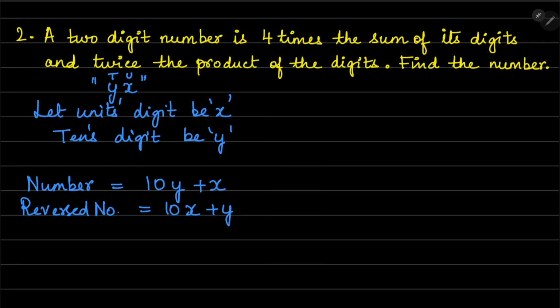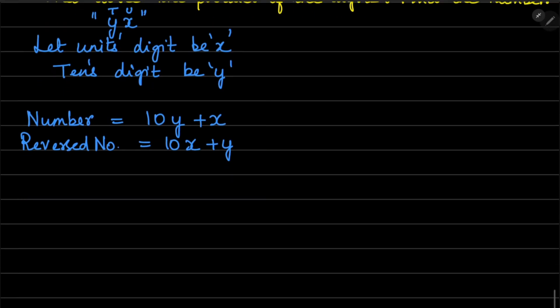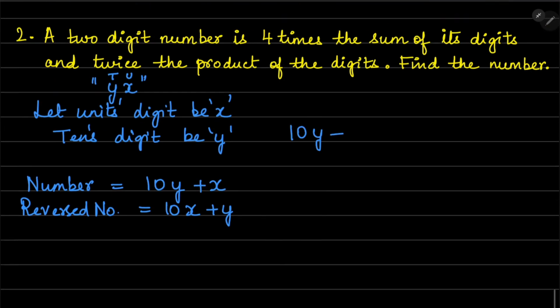Now let us start understanding what is given. The 2-digit number is 4 times the sum of its digits. The sum of its digits means x plus y. So let's write the first one. The 2-digit number is 10y plus x, which is equal to 4 times the sum of its digits. What are the digits? x and y. So the sum of the digits means x plus y. So this is your first equation.